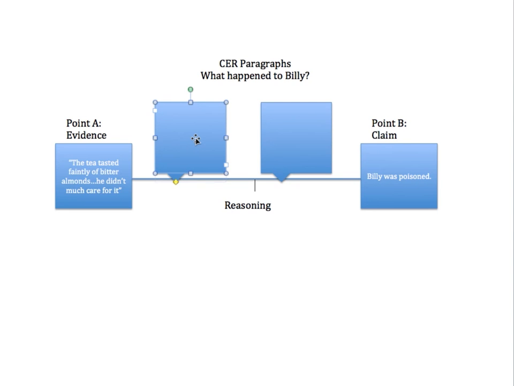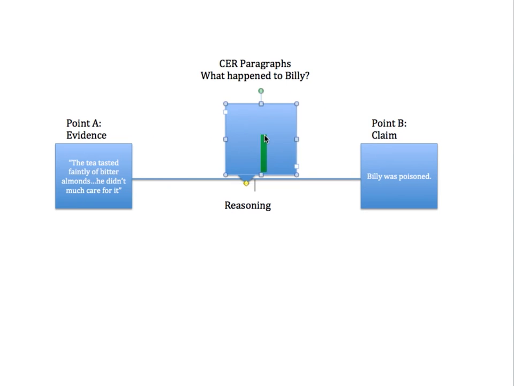So now I have to do my reasoning. I have to explain to the reader how I got from point A to point B. Again, a common mistake is for students to say, or for people in general to say, this shows Billy was poisoned. Okay? This quote in itself does not show that Billy was poisoned. Okay? That's not something that I think my reader would agree with. I have to really explain how I got from here to here. So this reasoning is not going to be sufficient. Okay?